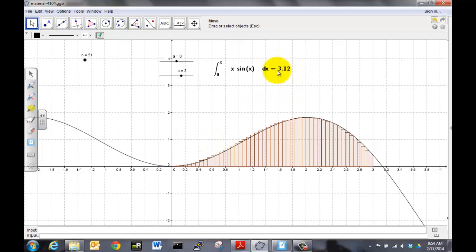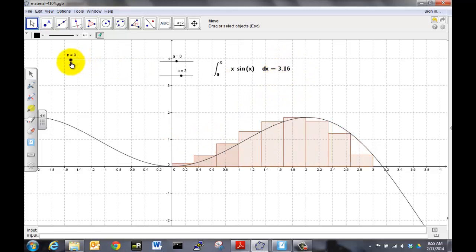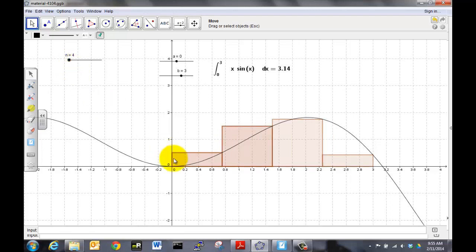the approximation would be. But let's go back and look at where we started with just the 4 in there, and let's talk about some of the problems associated with that. When we look at this, there seems to be a lot of area that's not accounted for right here. But then at the same time, this area and this area and this area are overestimates. So it's very difficult to know exactly how good an estimate we have there.